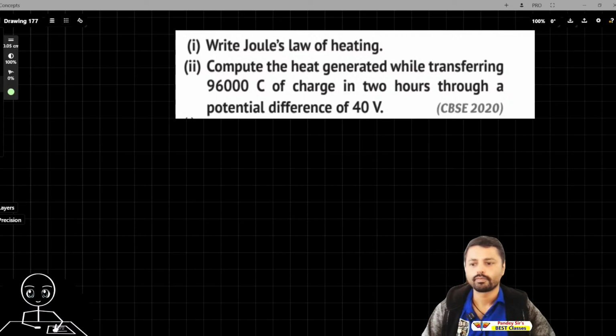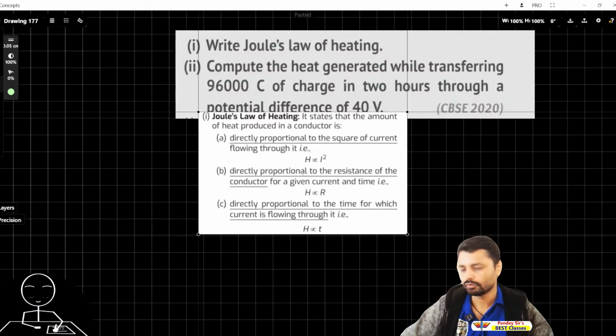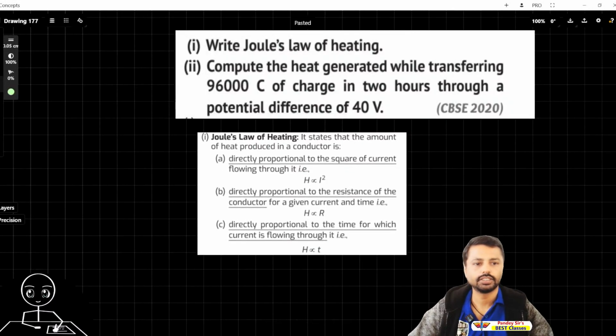So that's not enough. This is the complete answer for 3 marks. This is what you need for 3 marks.